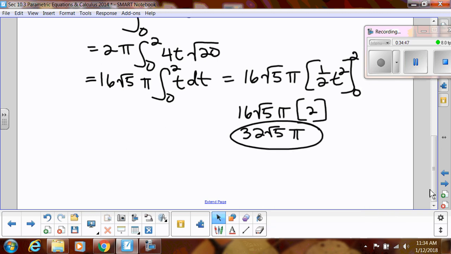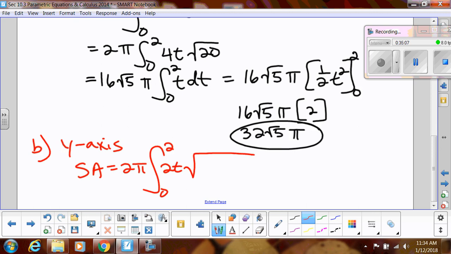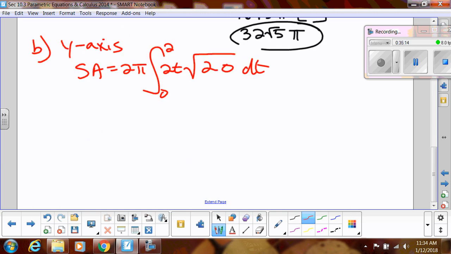All right, then about the y-axis, the only thing that changes is that radius part. So your surface area is 2 pi from 0 to 2. Now we're using the x of t, so that's 2t. Square root, we already knew that was square root of 20, so that part stays the same. And then again, we can pull all of that stuff out. So that would all come out to be 8 square root of 5 pi integral from 0 to 2 of t.